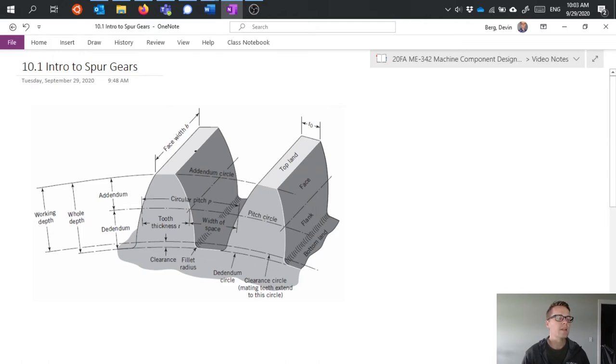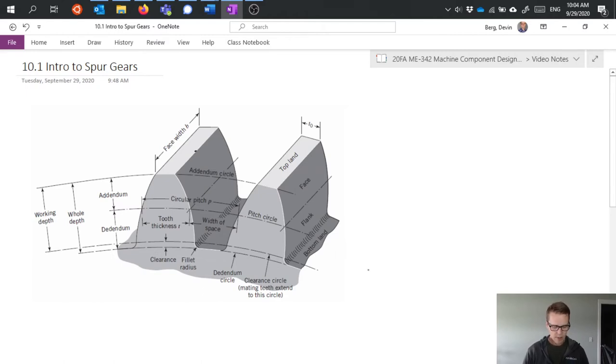We have fillets at the bottom for the exact reason that you might expect: we're trying to reduce stress concentrations. If you can imagine the gears as they come into contact, and we'll talk about this in a minute, they apply forces tangential to the gear, and that introduces stress at the bottom. So these fillets help reduce stress concentrations as a result.